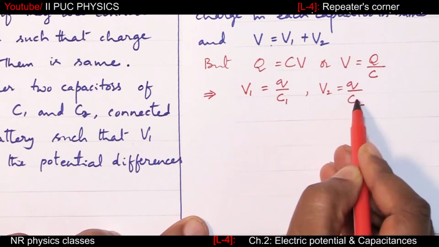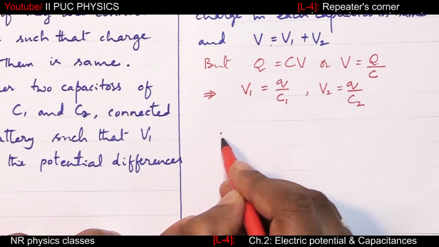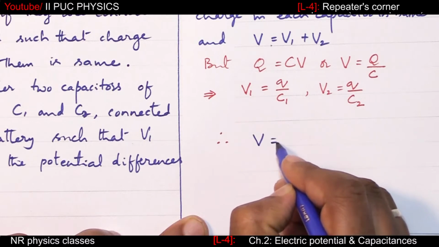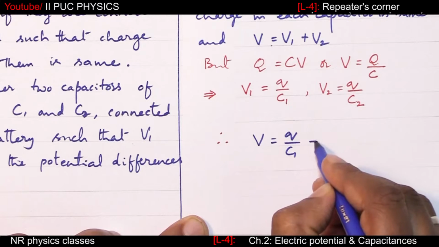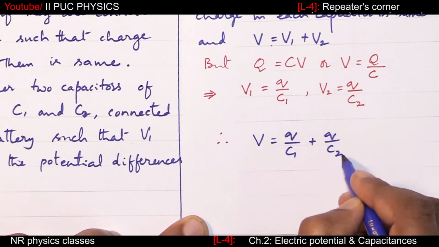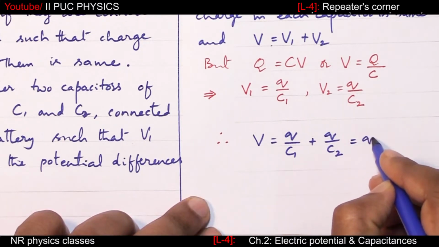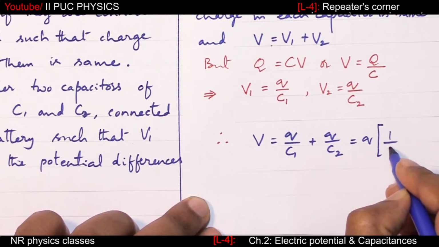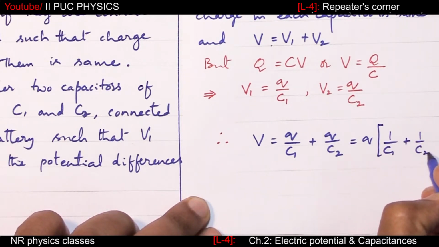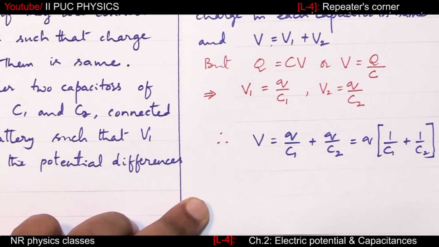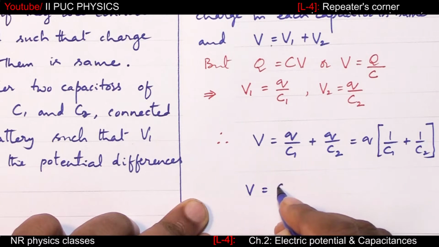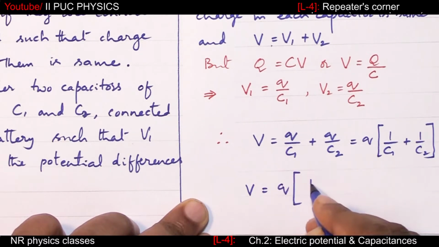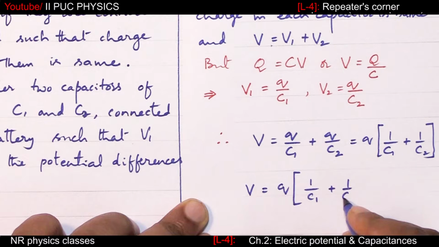Let us substitute these two in this equation. Therefore, V equal to V1 is Q by C1, plus Q by C2. Let us take Q common factor, remaining is 1 by C1 plus 1 by C2. Therefore, V is Q into 1 by C1 plus 1 by C2. Let this be equation 1.